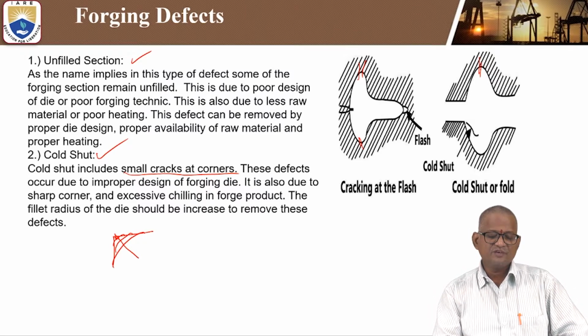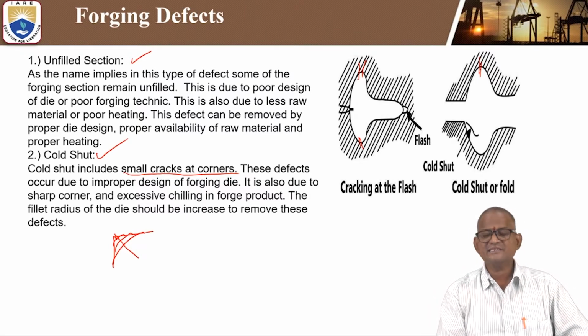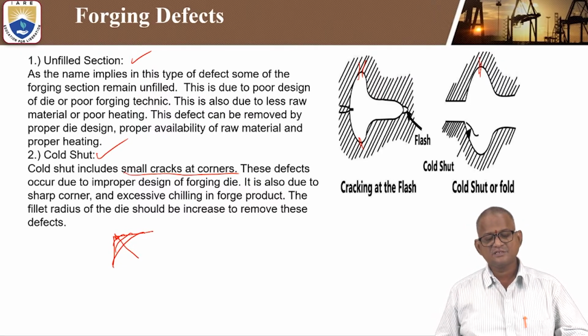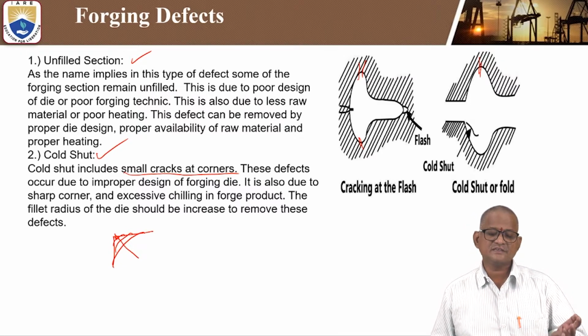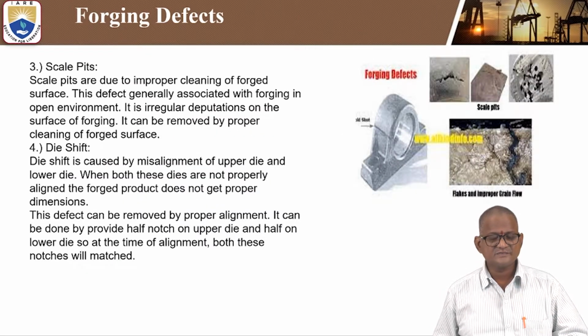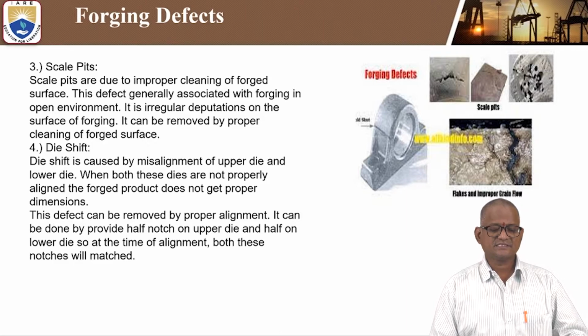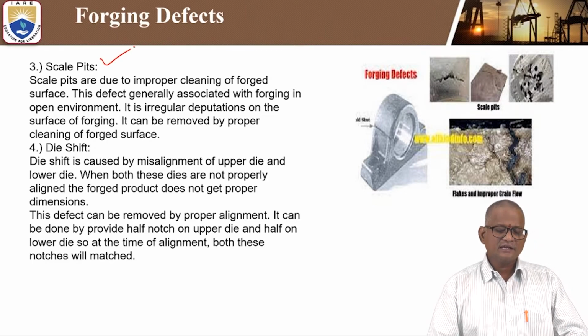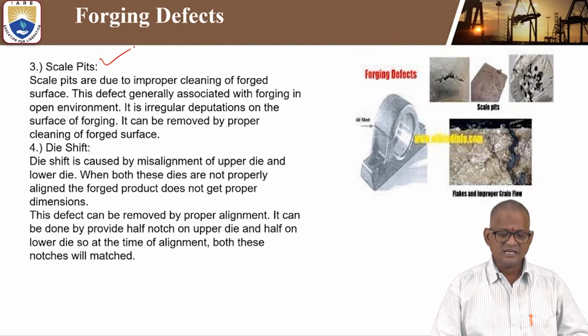Okay, so the fillet radius is one of the main criteria for avoiding sharp corners. So this is what we covered about the unfilled section defect and cold shut defect. Next one is scale pits. Another important defect called scale pits. And next thing is die shift.